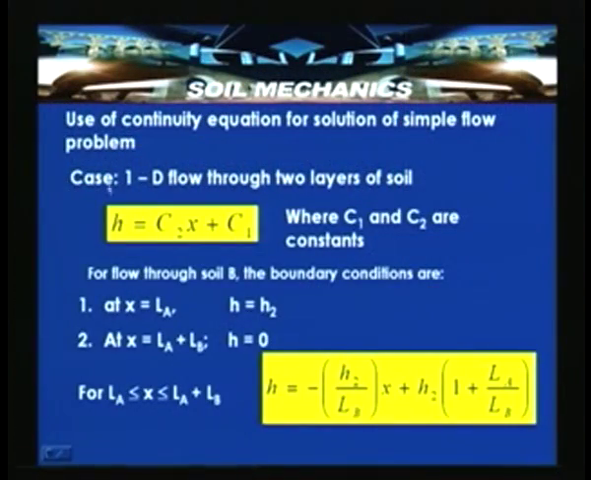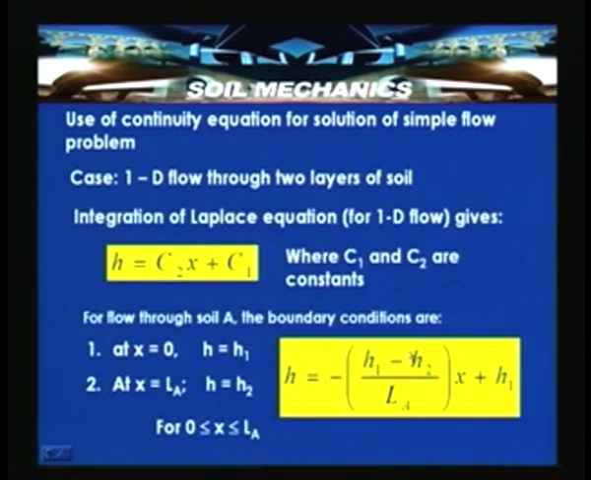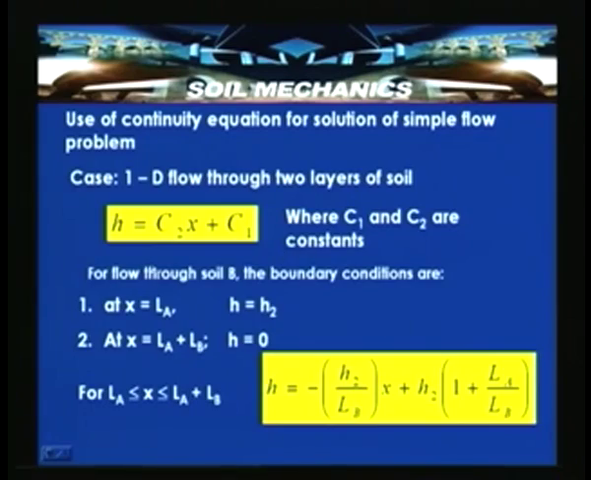So with this, we can determine the head at any point in terms of H1, H2, LA and x. Now, similarly, let us consider the flow which is taking place from point 2 to 3, that is, in the region of soil B. In the previous slide we showed a figure having 2 points, 2 and 3, which is shown again here. So this is soil B, where flow takes place between 2 and 3, over length LB. Let us now consider the boundary conditions.